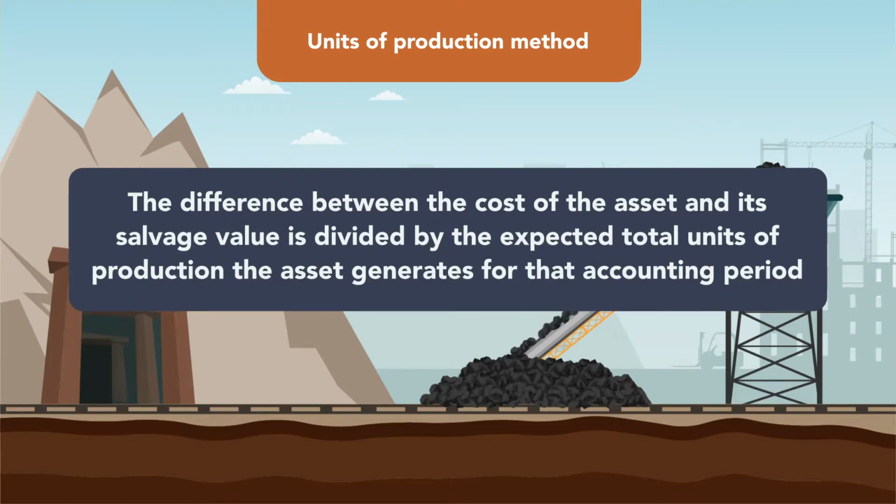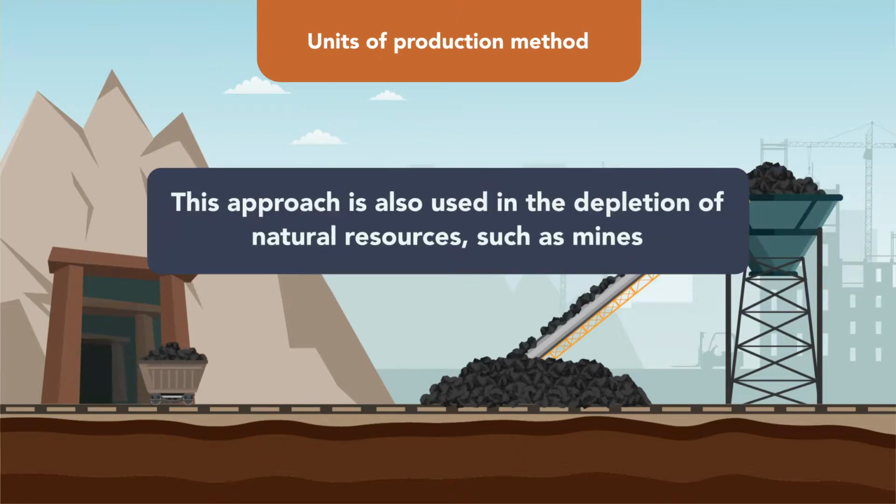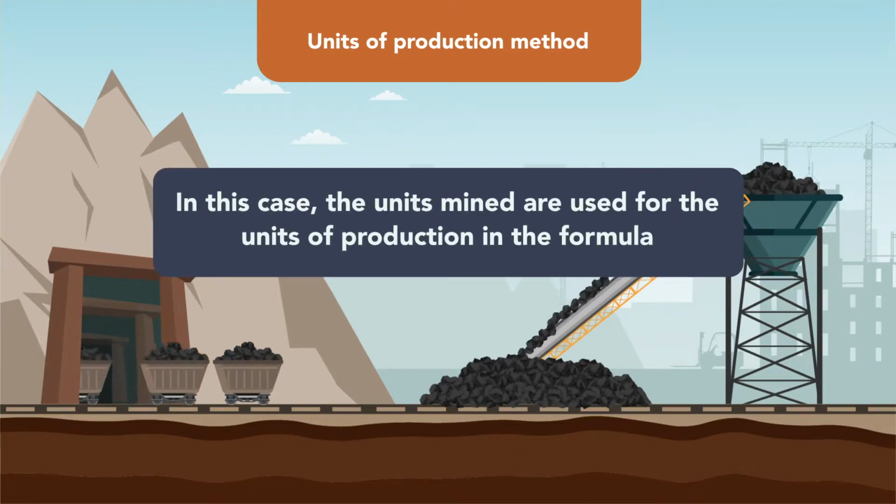A fourth method is the units of production method, where the difference between the cost of the asset and its salvage value is divided by the expected total units of production the asset generates for that accounting period. This approach is also used in the depletion of natural resources, such as mines. In this case, the units mined are used as the units of production in the formula.